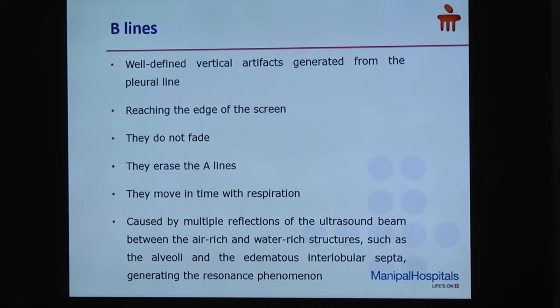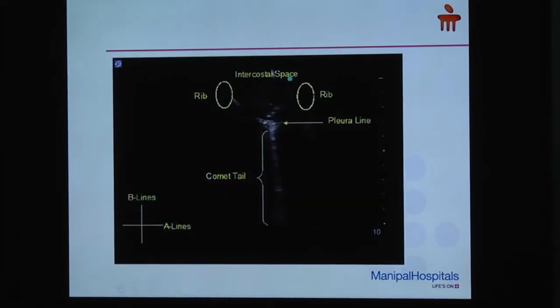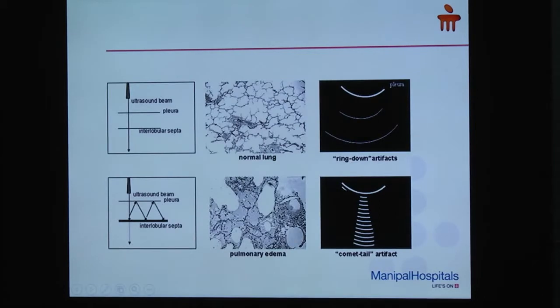The next one is B line. B line, as we said, starts from the pleura and it goes to the end of the screen, and it will be in the interpleural space. Why do the B lines come? As we said before, it is mainly because of the presence of fluid inside the lung. When there is no fluid in a normal lung, the ultrasound will just pass through, and the only thing you will see is A lines, which are the reflection of the pleura itself.